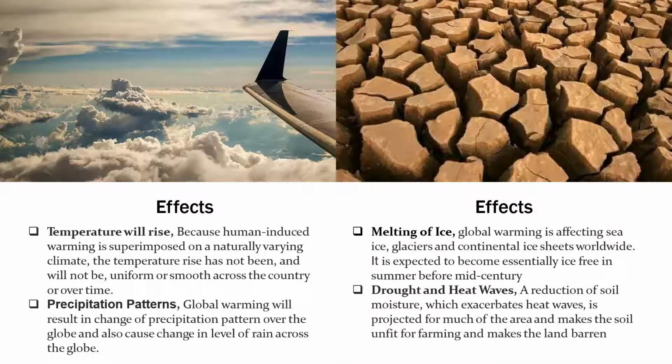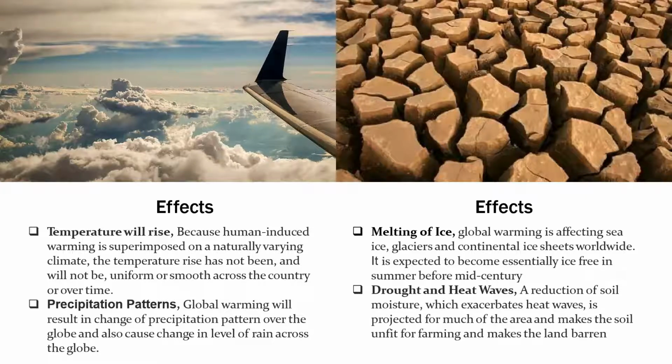Effects. Temperature will rise because human-induced warming is superimposed on a naturally varying climate. That temperature rise has not been and will not be uniform or smooth across the country or over time. Precipitation patterns. Global warming will result in changes of precipitation patterns over the globe and also cause changes in the level of rain across the globe.